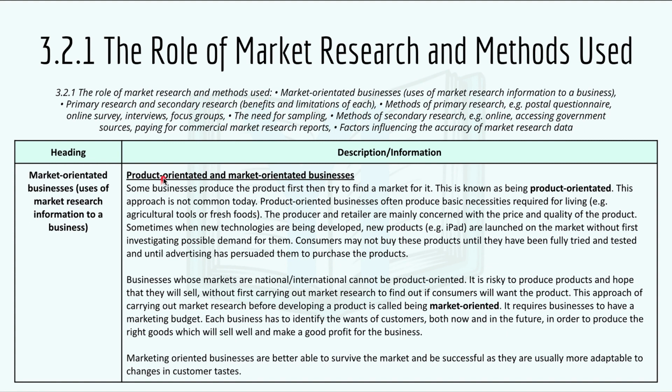Now we have product-oriented and market-oriented businesses, and I'll just skim through this. Some businesses produce the product first, then try to find the market for it. This is known as being product oriented, because they produce the product first. This approach is not common today. These businesses often produce basic necessities required for living, like agricultural tools or fresh fruits. The producer and retailer are mainly concerned with the price and quality of the product.